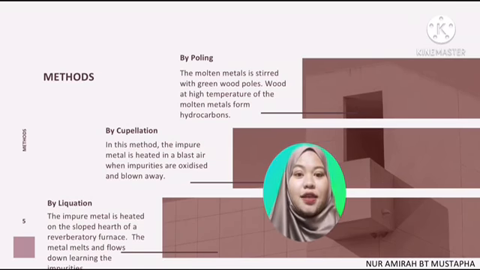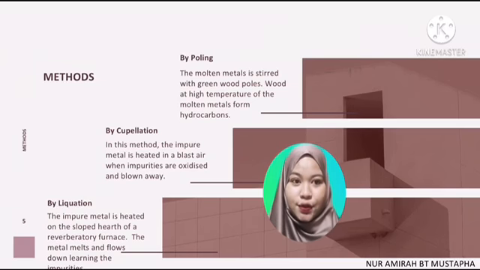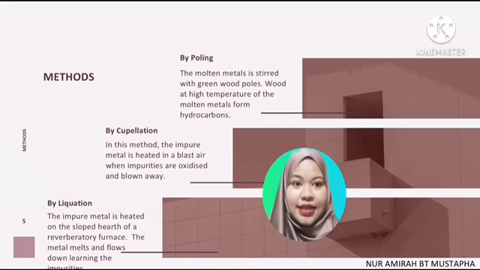Thirdly, by liquefaction. This process is used for refining easily fusible metals like lead and tin. The impure metal is heated on the sloping hearth of a reverberatory furnace. The metal melts and flows down, leaving the impurities.